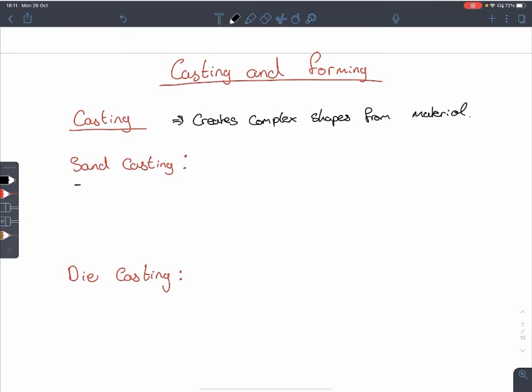Now for sand casting, it obviously uses sand. Now the difference here is that sand casting is used for ferrous metals, such as cast iron and steel.